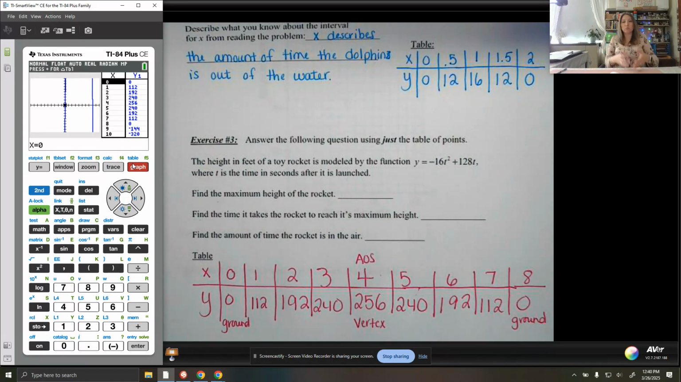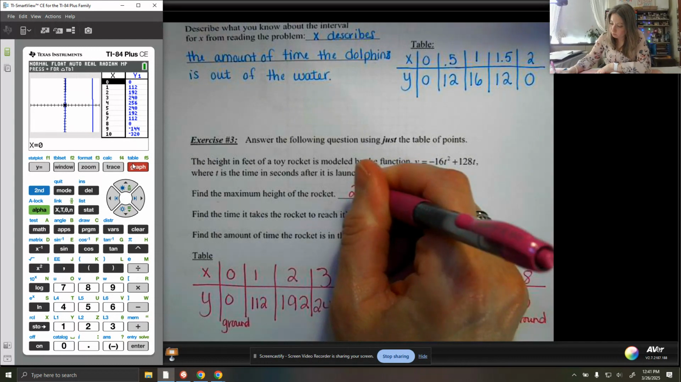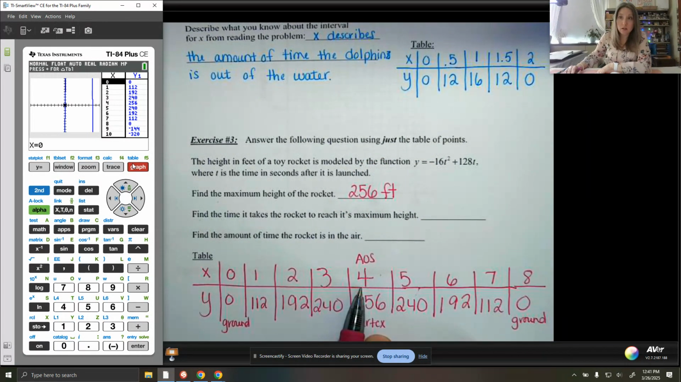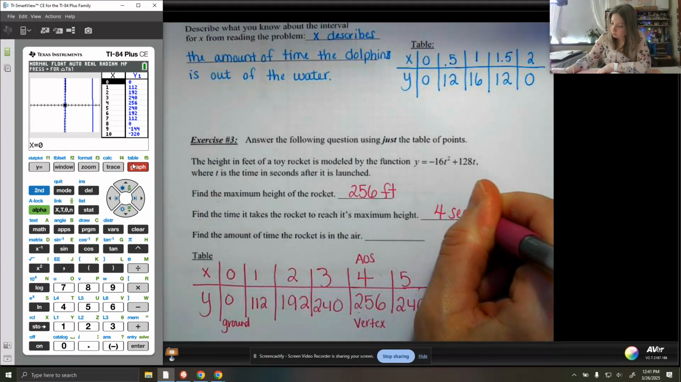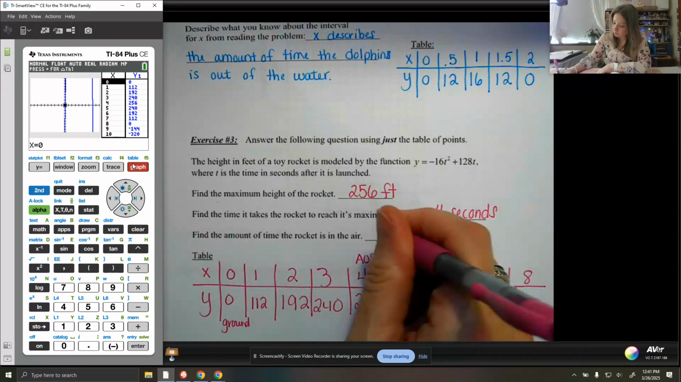So in this case, the roots actually describe when I am on the ground for this rocket. The maximum height of the rocket is 256 feet. How long does it take to get there? X value of 4 seconds. The amount of time the rocket is in the air, from 0 to 8, so 8 seconds.